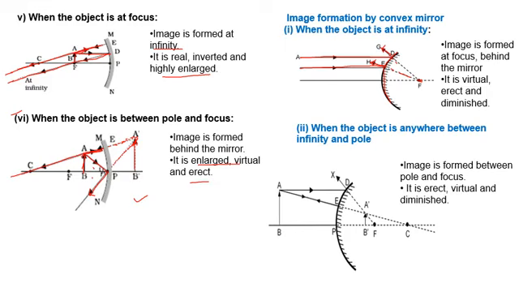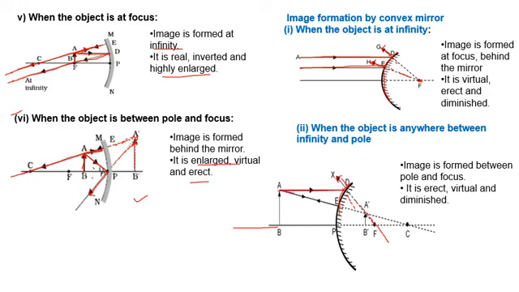Okay, now coming to the next diagram of convex mirror. Here you can keep the object anywhere on the principal axis, but not at infinity. You have to draw two rays. One ray is coming out of the object and falling on the mirror, reflected back. Okay, I'll extend this ray. It is going through the focus, right?